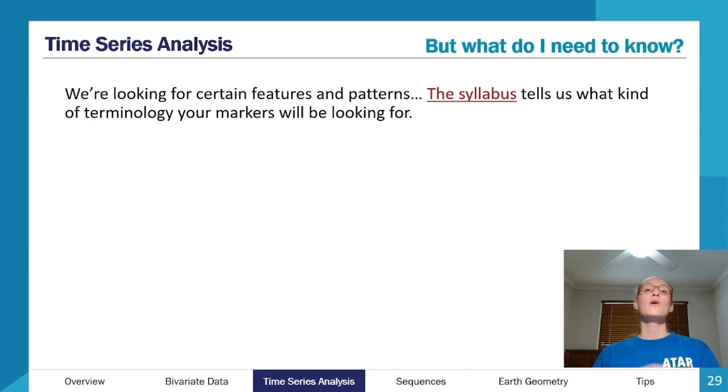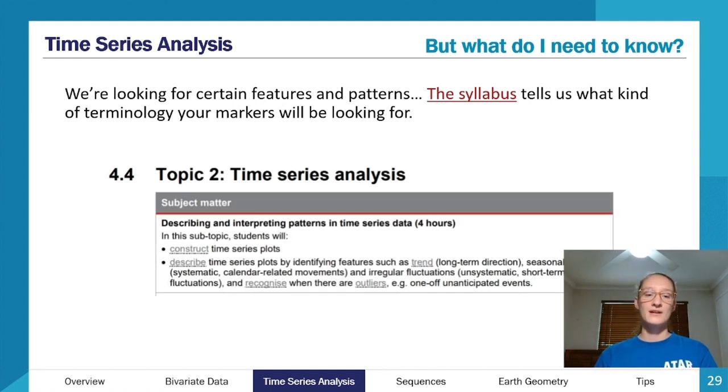So again, we're looking for certain features. To make that connection again, in scatter plots, we were looking for, do you remember the three categories? It was the direction, strength, and form. When we're discussing time series plots, we're looking for different features. And the syllabus, which again I've linked here, tells us what features we're looking for.